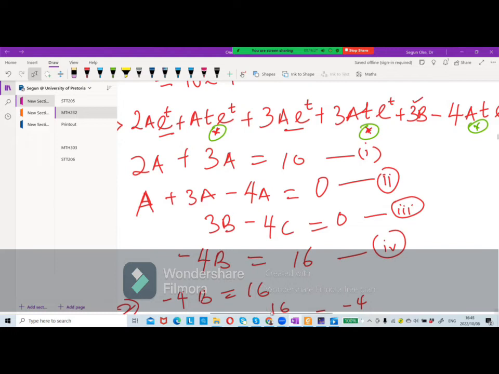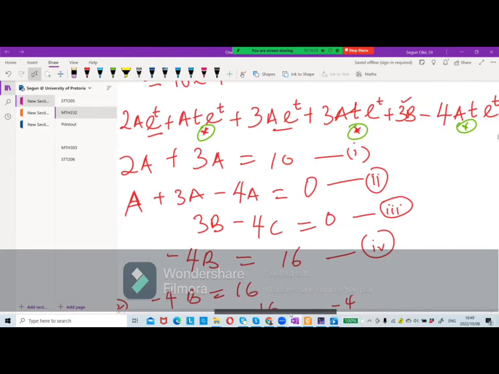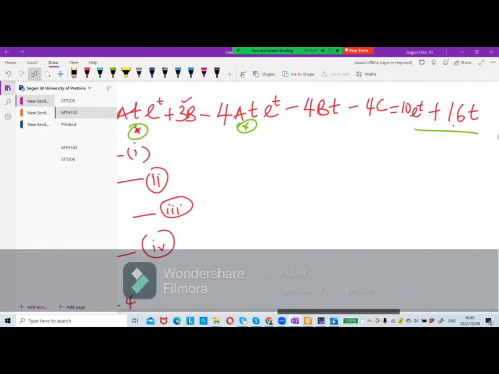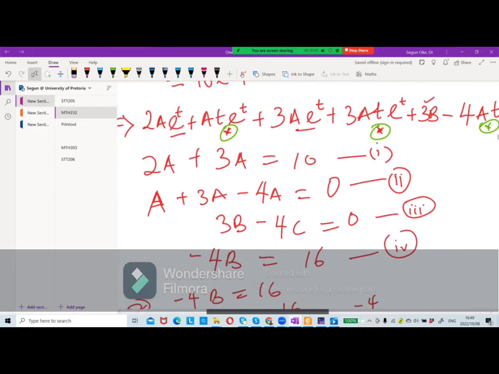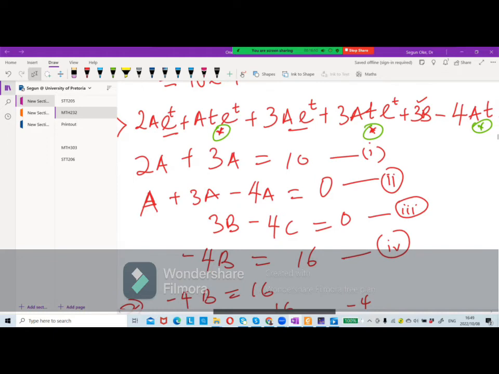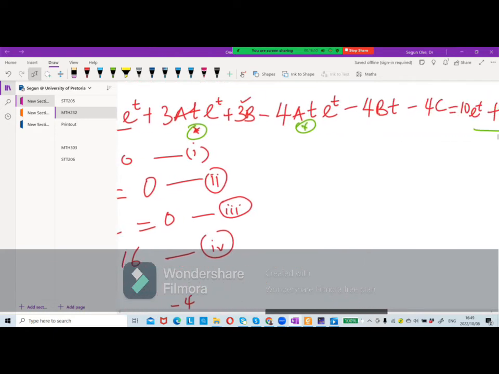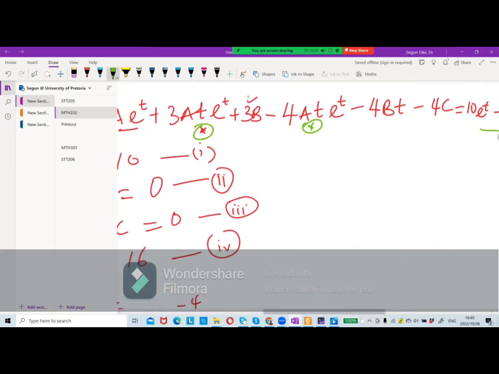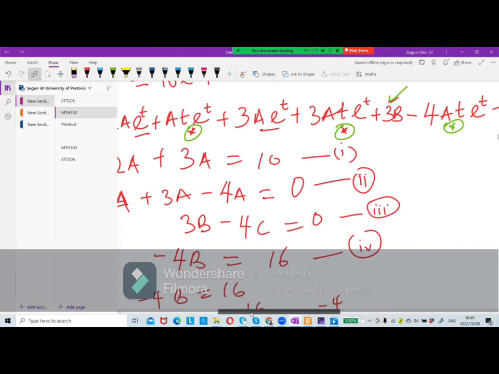So now let's look at the b. Those that have b exponential t. Do we have anyone like that? No, we don't. We only have the constant 3b and the constant 4c. Then equate it to 0 also. That is, constant 3b is there and constant 4c is here, so it will equal 0.